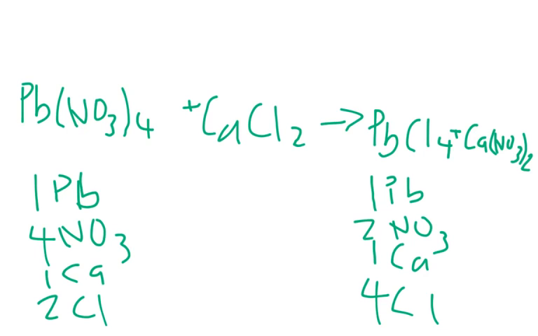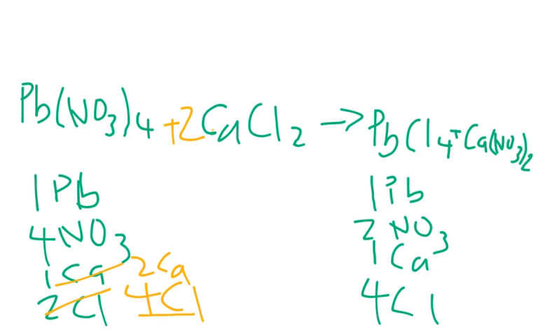So let's try balancing the chlorides first. We need 2 more chlorides, so I would just put a 2 here. Let me erase this and rewrite it. So calcium and 2 and then plus. So we need 2 calcium chlorides, so we would end up with 4 chlorides and 2 calciums.